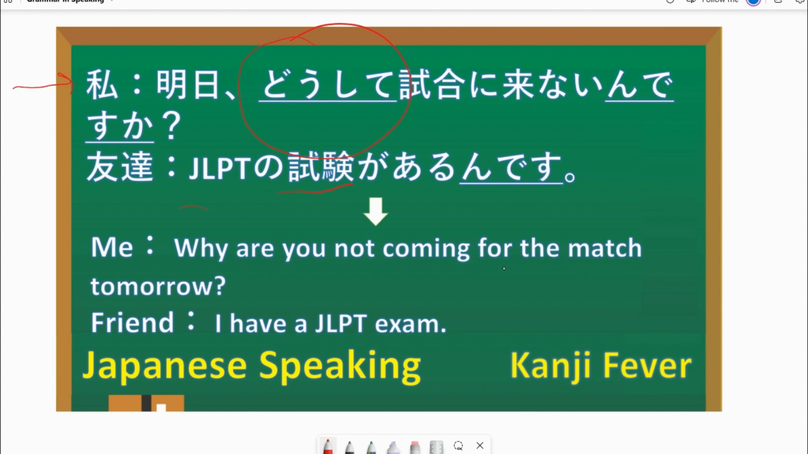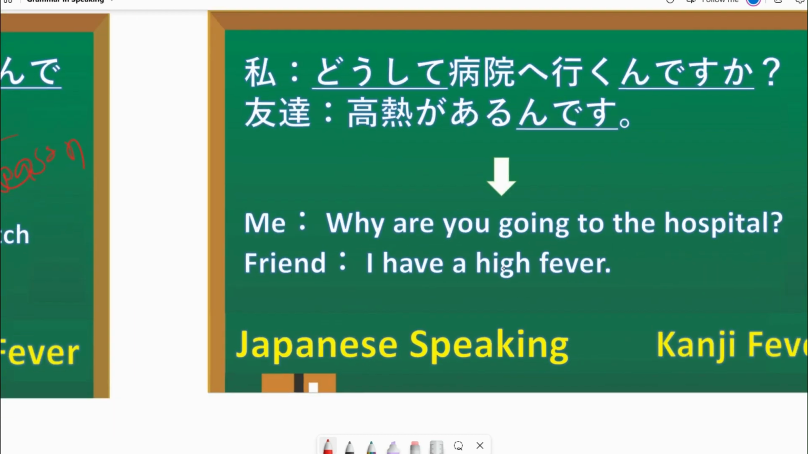Why, in English. Why. どうして試合に来ないんですか？ Why are you not coming for the match tomorrow? 友達返事します。JLPT の試験があるんです。こちらは理由ですね。The reason. I have a JLPT exam. That's why I'm not coming for tomorrow's match.